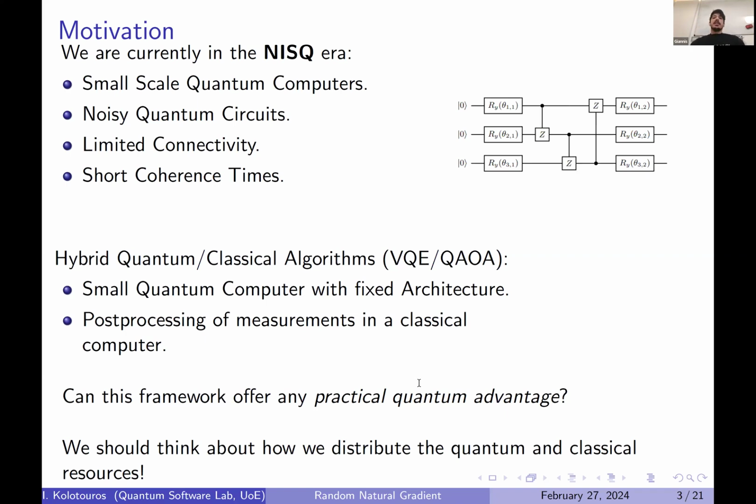One of the things that I'm going to discuss here today is that when we are searching for a practical quantum advantage, we should be really careful on how we distribute the quantum and classical resources. For example, an optimization algorithm that uses a linear number of quantum states but requires quadratic classical memory is much different than a classical optimization algorithm that uses a quadratic number of quantum states, but then the classical resources are linear. So we must be really careful on how we distribute these resources.